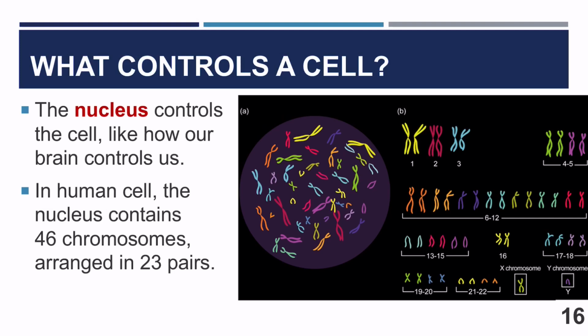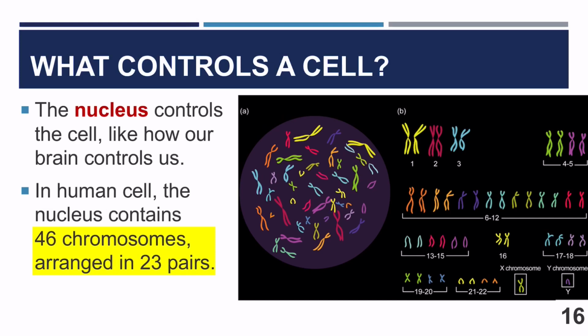It's important to understand that the nucleus controls the cell, much like how our brain controls us. So in this diagram, right, I'm showing you the nucleus, and you realize that there's a lot of little structures inside it. In fact, it looks like a lot of little human beings inside. Okay, but these are not human beings. Inside is actually what I call the chromosomes.